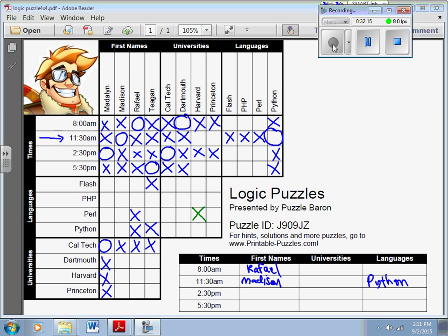So he's either the Flash or the PHP, because it says that Tegan's not the Flash. Okay, Tegan is not the Flash. Tegan arrived at 5:30. Tegan is not the Flash, therefore Tegan should have an X right there. Now let me fill this in. I know Raphael graduated from what school? Dartmouth.